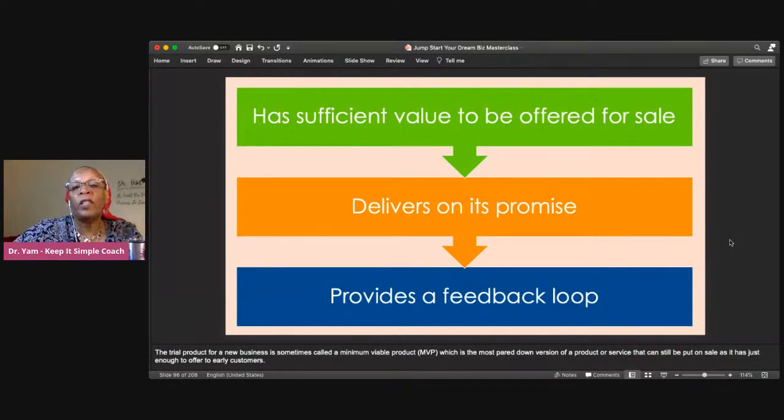So you're thinking of this kind of like a trial product. So I want you to think about it from that perspective. Your minimum viable product is like your trial baby that you're putting out on the street and seeing whether you're taking it for a ride. And so does it have sufficient value?